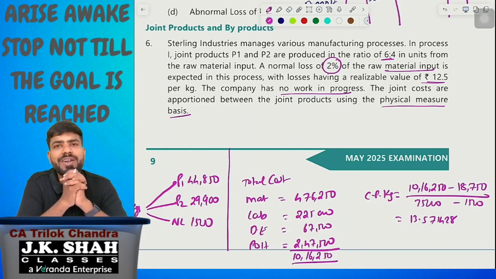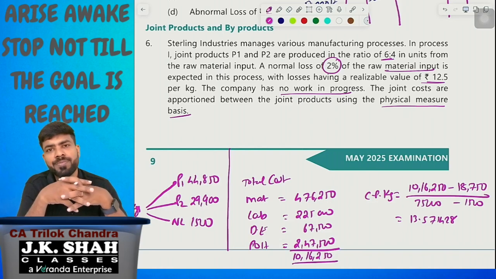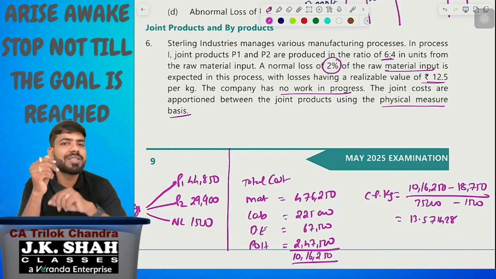We have seen there are different methods to apportion the joint cost: physical units, sale value at split-off point, sale value after further processing, NRV, and the constant gross margin method. In this question, what they stated is the physical units method.